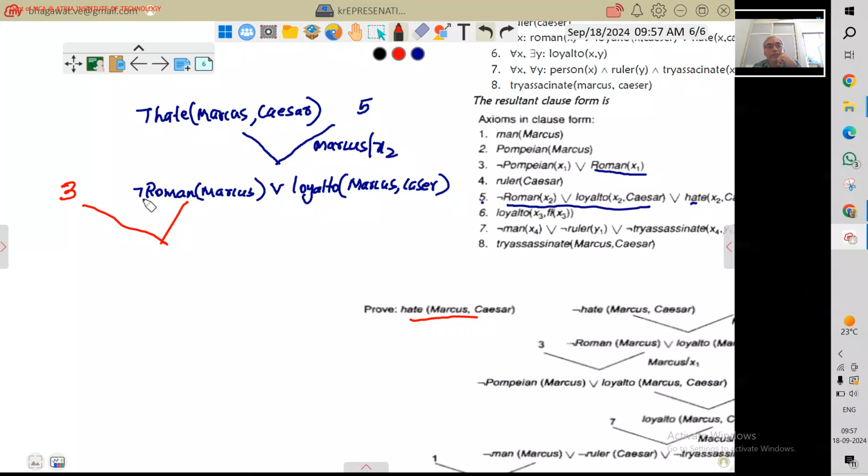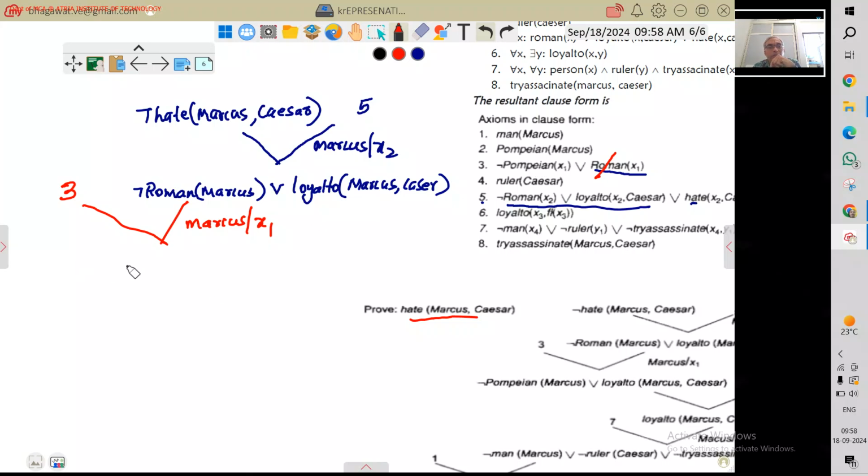Now if I want to cancel this negation Roman of Marcus with the third one we are considering, that's why we have written 3 here. Now I have to do unification, because here x1 is there, but I need Marcus. So we are going to replace the variable x1 with Marcus. Now if you replace x1 with Marcus, it becomes Roman of Marcus, and here negation Roman of Marcus. So this and this cancel. Now we are left with the new resolvent clause.